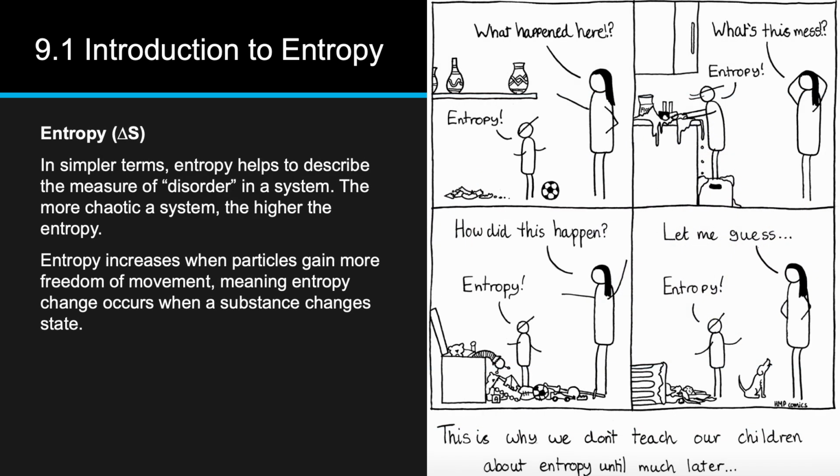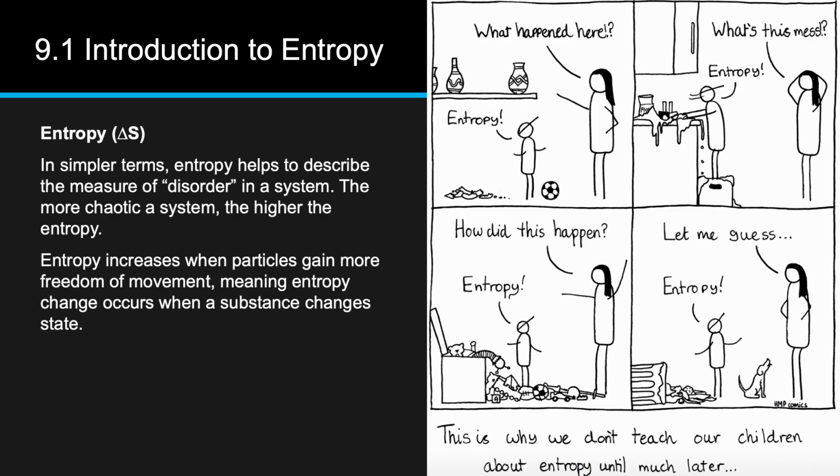In simpler terms, entropy is basically a measure of the disorder in a system. The more chaotic or messy a system is, the higher the entropy. Think about your room. Does it naturally stay clean, or does it tend to get messy over time? Systems naturally move towards more disorder, and that's exactly what entropy describes.